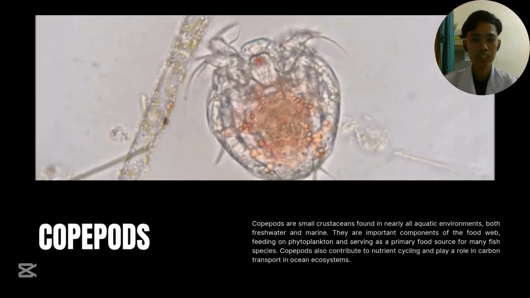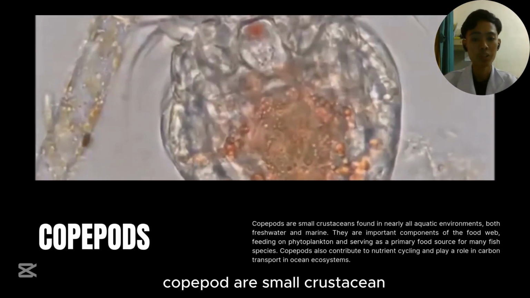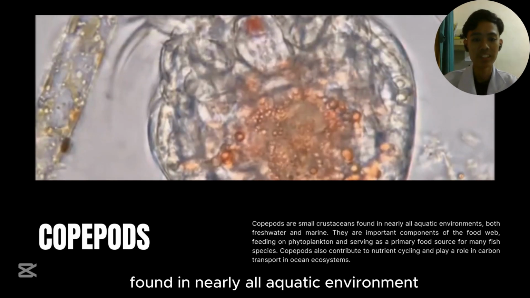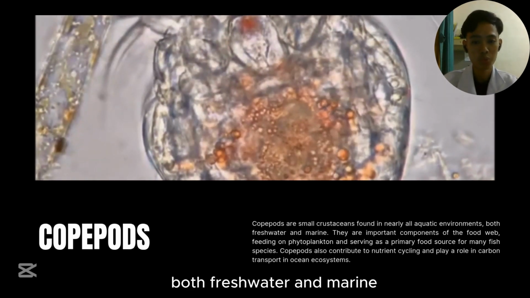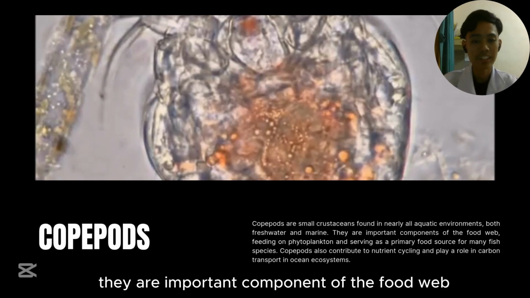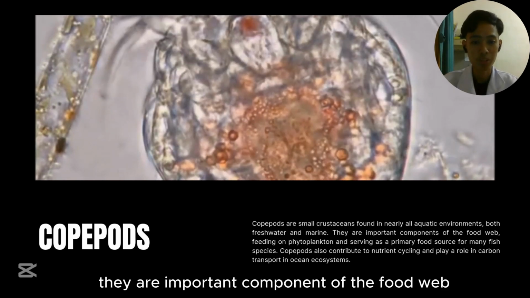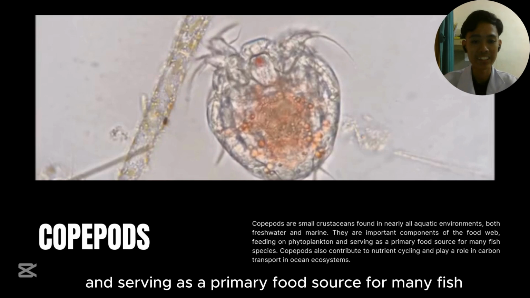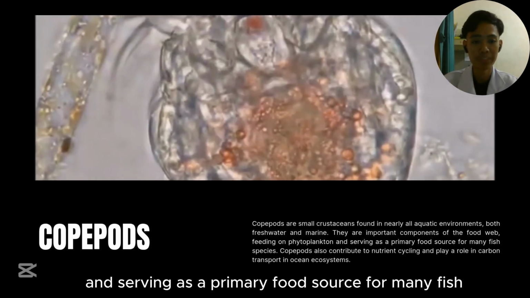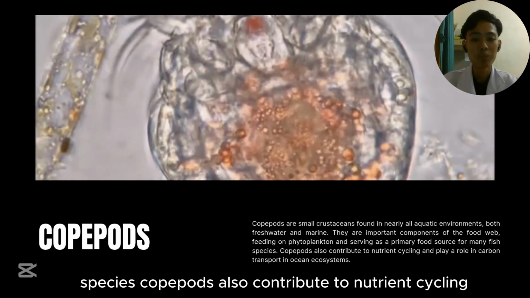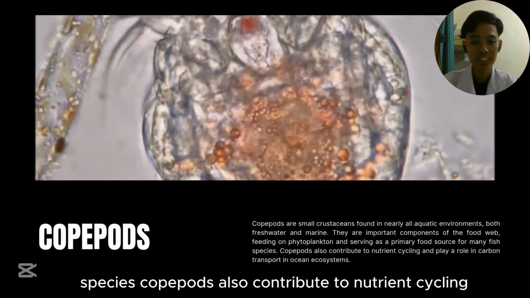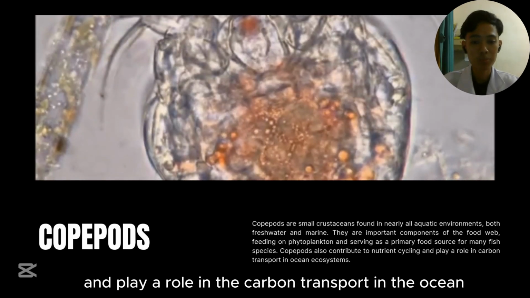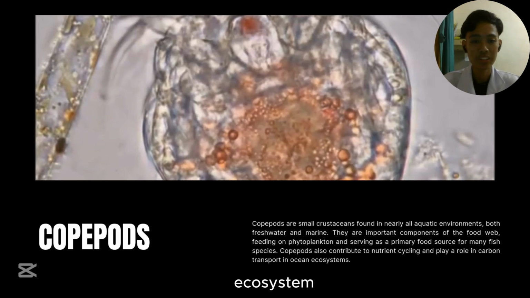Second, copepods. Copepods are small crustaceans found in nearly all aquatic environments, both freshwater and marine. They are an important component of the food web, feeding on phytoplankton and serving as a primary food source for many fish species. Copepods also contribute to nutrient cycling and play a role in carbon transport in the ocean ecosystem.